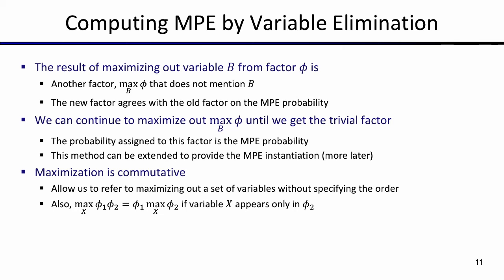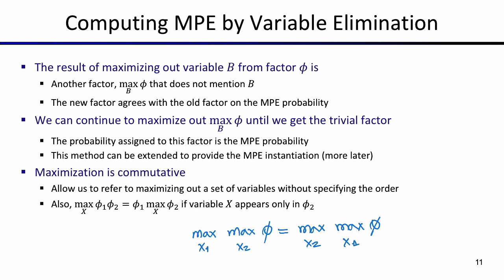Two important properties for maximization that are also valid for summation is the fact that maximization is commutative. So it means that if we eliminate two variables, x1 and x2, from the factor phi, and we invert the order in which we eliminate the variables, so if I eliminate first x2 and later on x1, it's going to be the same result, right? One thing is equal to the other. So we can talk about eliminating x1 and x2 without specifying an order for that, because the results are going to be the same.